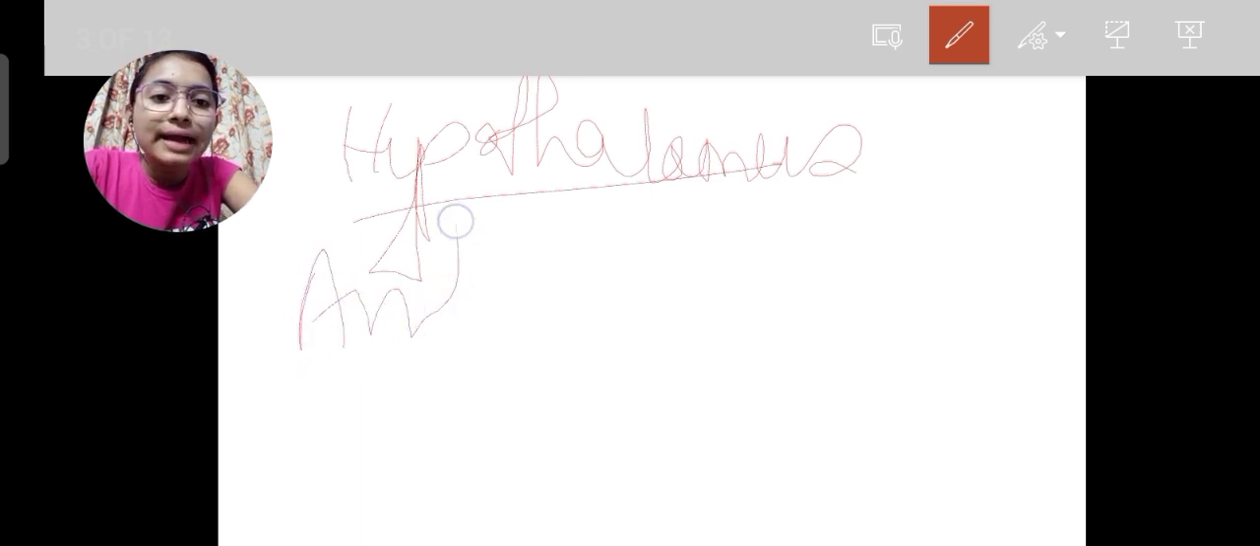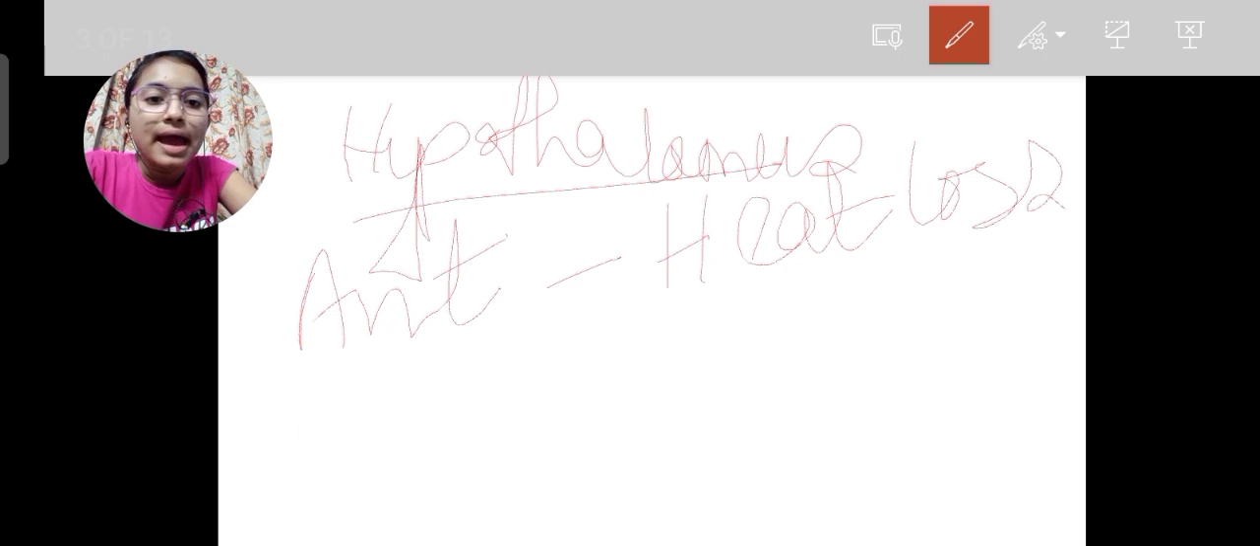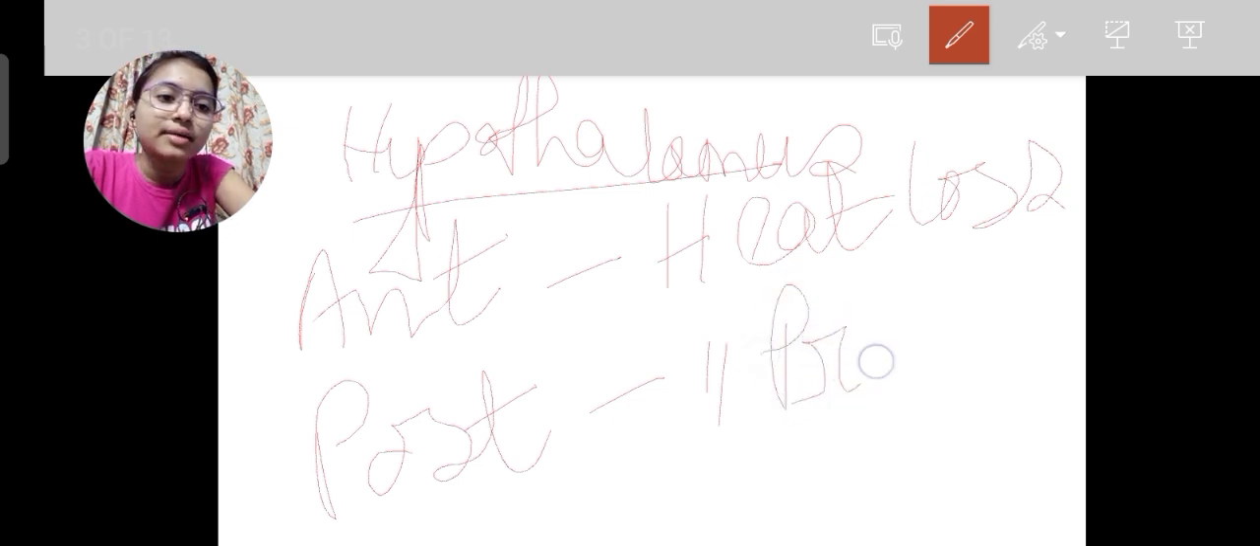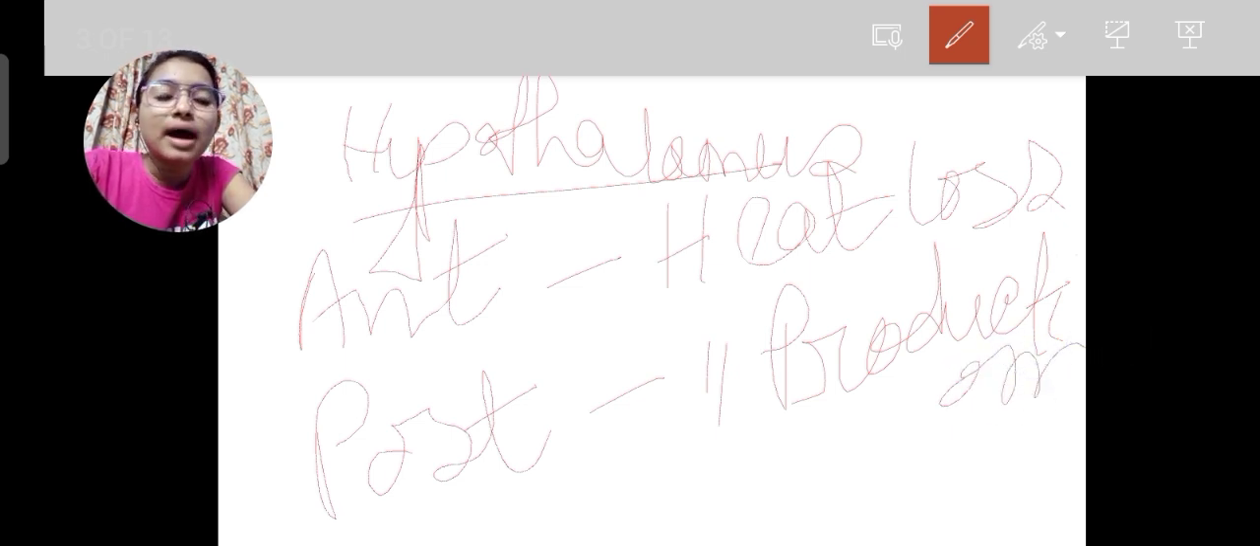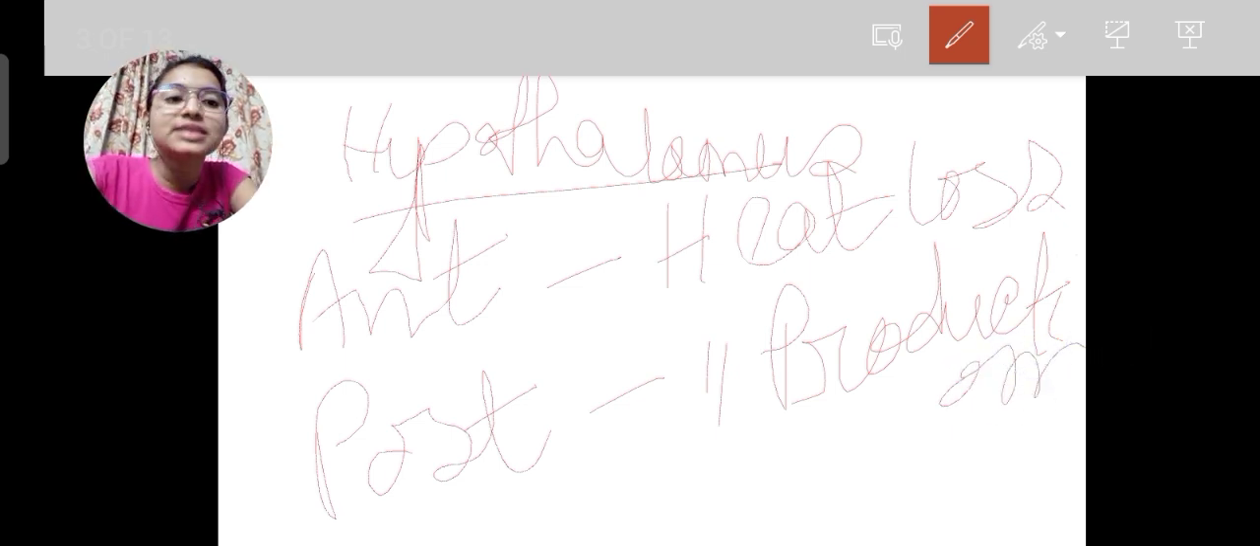Now the anterior hypothalamus regulates the heat loss, and the posterior hypothalamus regulates the heat production. Okay, so the temperature is the balance between the heat production or thermogenesis and the heat loss or thermolysis.